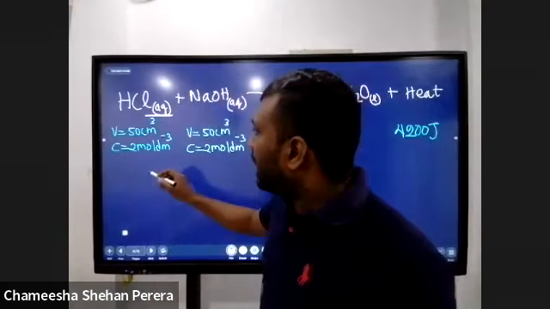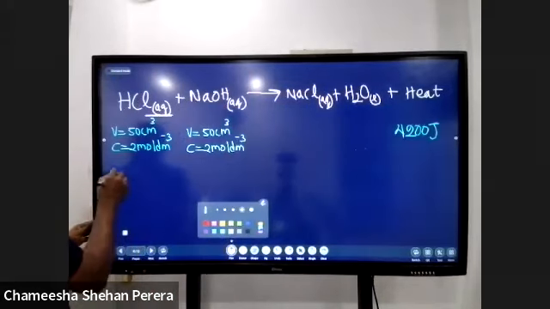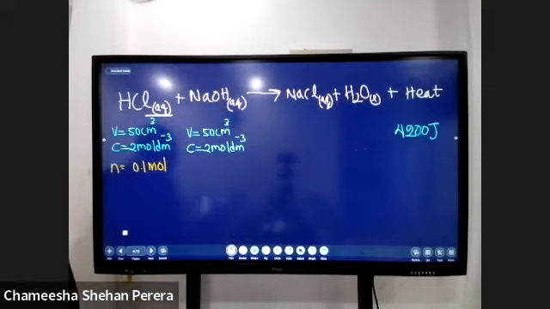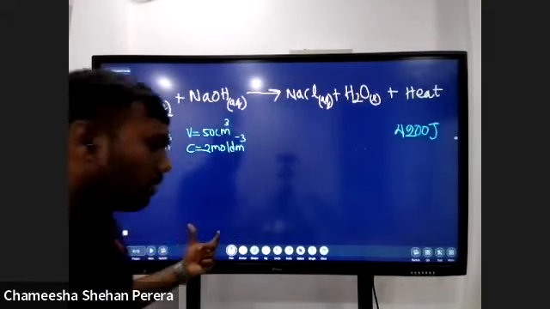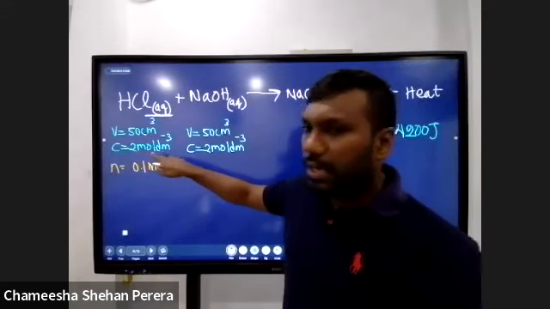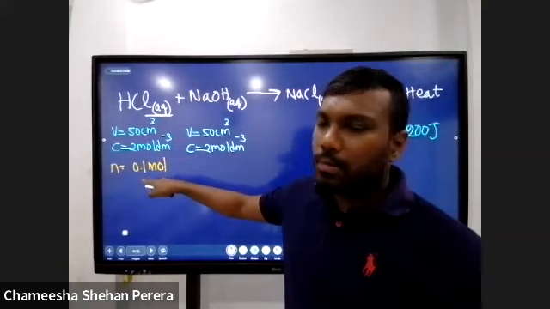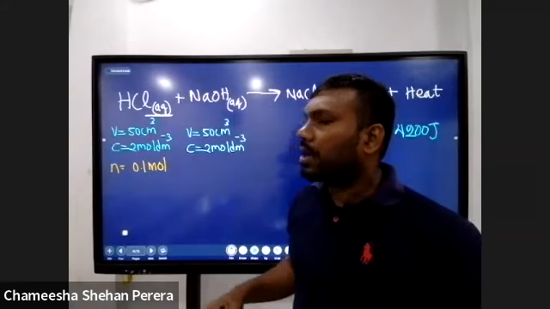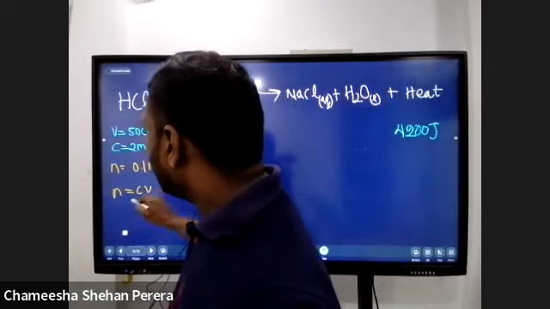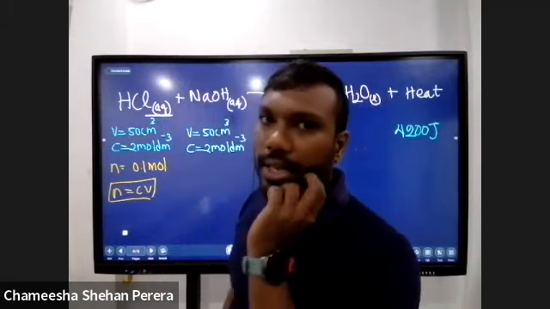Now if you can remember, from HCl we actually added 0.1 moles, right? We actually added 0.1 moles of HCl. So if you want to add 0.1 moles of HCl, you have to take the concentration of HCl, and then calculate using the n equals CV equation what volume of that concentration gives 0.1 moles of HCl. You calculate that, and take that volume.